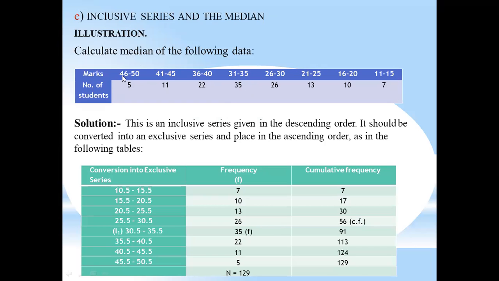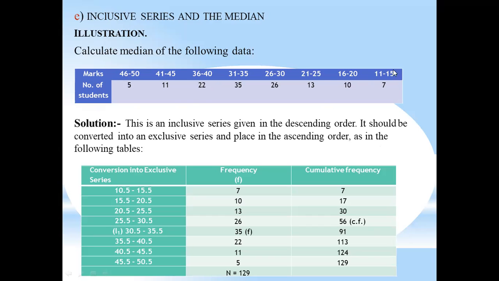Now these are the marks: 46, 50, 41, 45, 36, 40, and so on. As you can see in the question, they haven't given the class intervals in proper order. So you first have to arrange it into ascending order, then change that inclusive series into exclusive series, and then carry on with the formula for the problem. So this is an inclusive series given in descending order. It should be converted into exclusive series and placed in ascending order as in the following table.